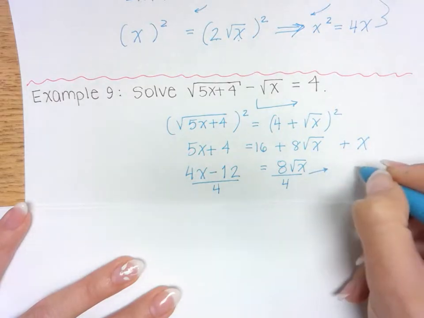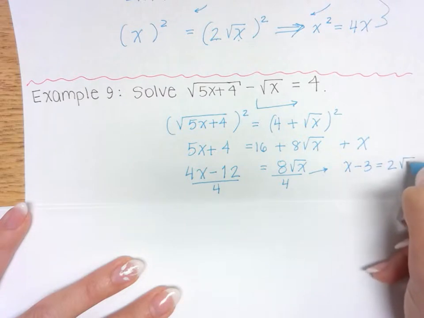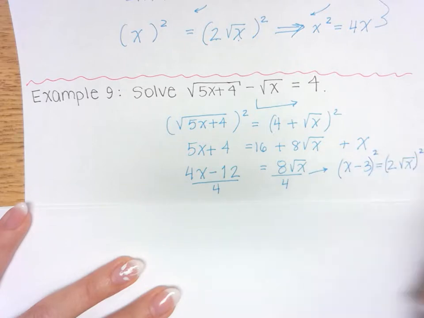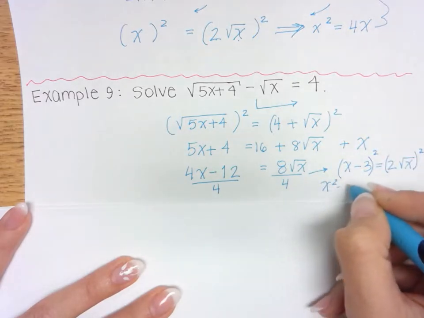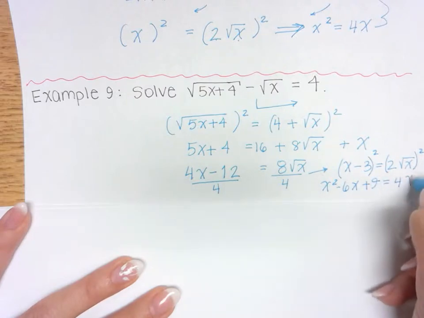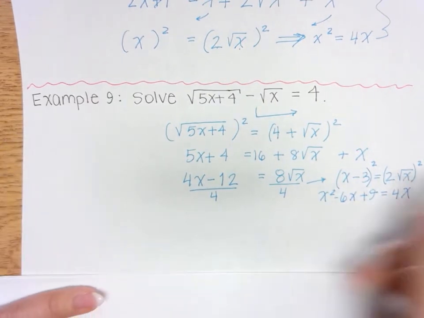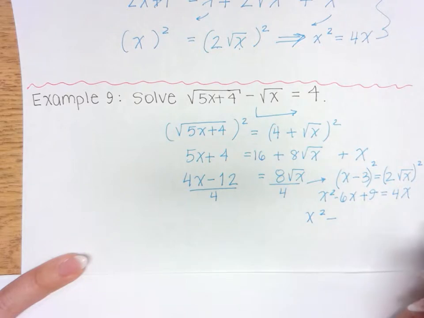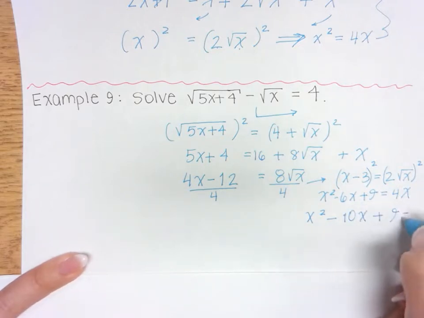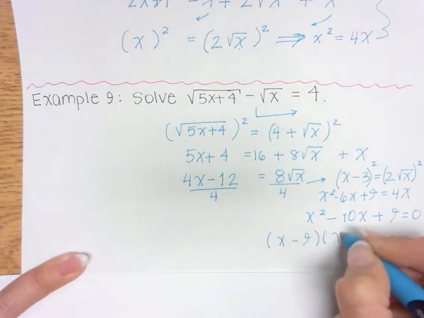What does this give me? X minus 3 equals 2 square root x. We have to square both sides. Again, we still have a radical. X squared minus 6x plus 9 equals 4x. From there, get it equal to 0. X squared minus 10x plus 9 is 0. X minus 9, x minus 1.